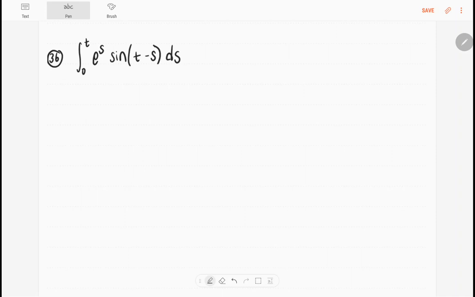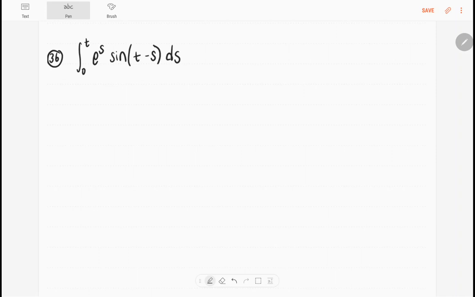In this case, we can see that if we set u equal to either one of these functions, either e to the s or sin t minus s, the derivative of u will not become simpler. If we set it equal to e to the s, the derivative is just the same thing. If we set it equal to sin, the derivative is going to have a cos. So in cases like this, what we usually try to do is set u equal to something so that later on in the problem, we are going to get repetition.